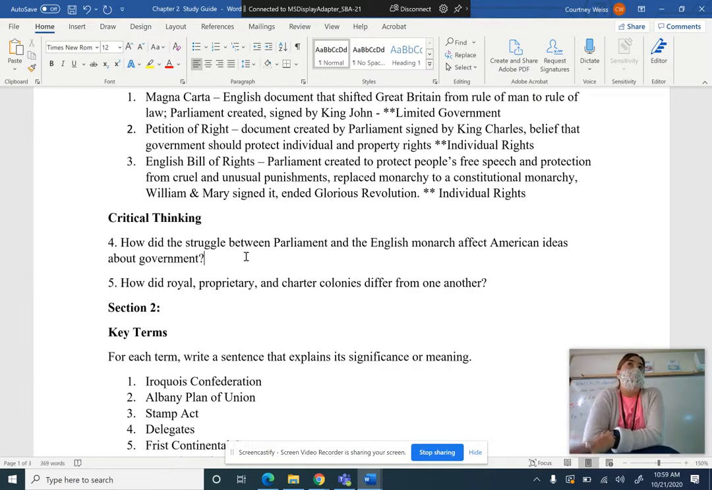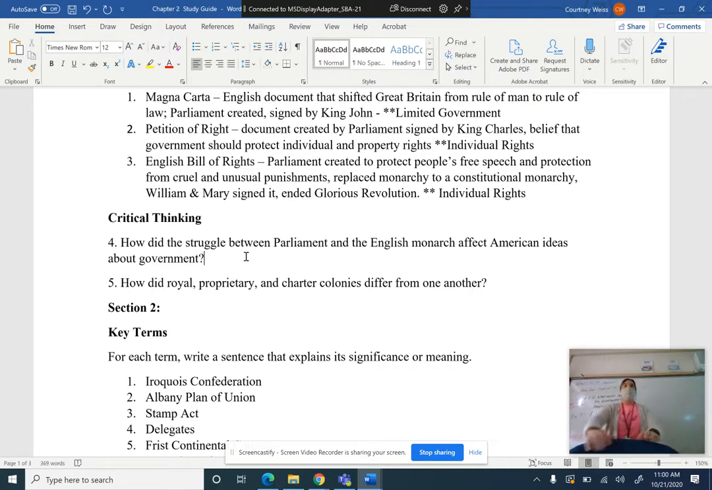Parliament was the lawmaking body, right? The government of nobles and people. Monarch is the king. The struggle was that the king was exercising too much power. That was the struggle. How did this struggle affect our ideas about government? How did the struggle between Parliament and the English monarch affect American ideas about government?